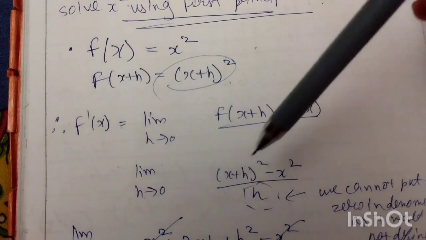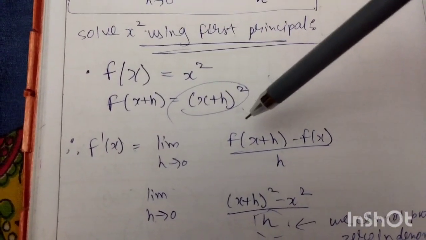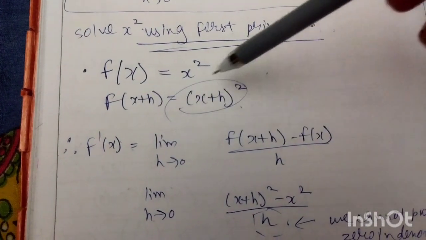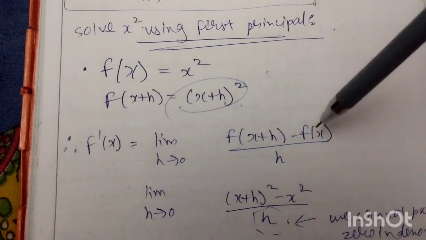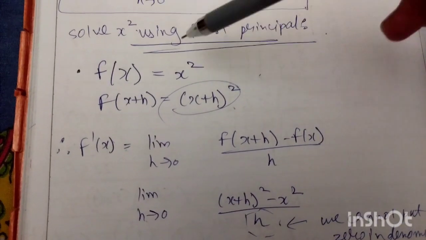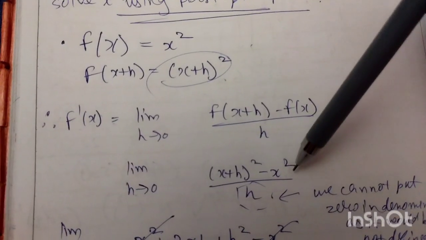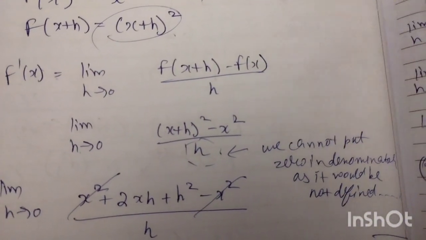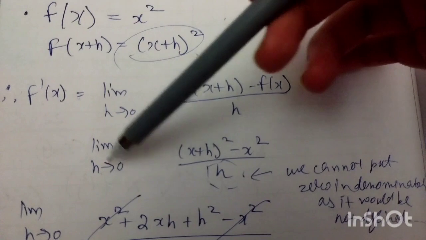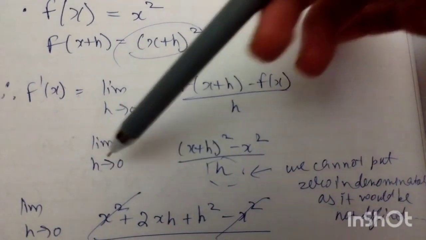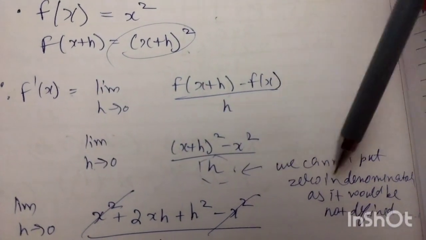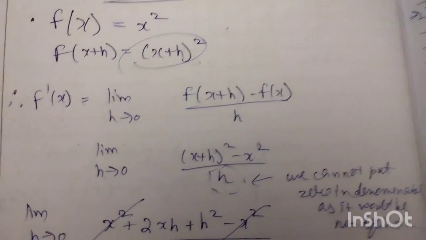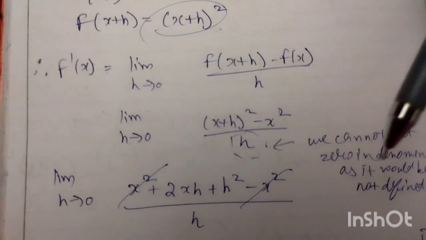The limit h tends to 0, we will be putting the values. What is the value of f of x plus h? That is x plus h whole square. And what is the value of f of x? That is x square. So minus x square, upon h. We cannot put 0 in the denominator as it would be not defined. Here it shows that we have to put 0, but we cannot put 0 in the denominator as it would not be defined.